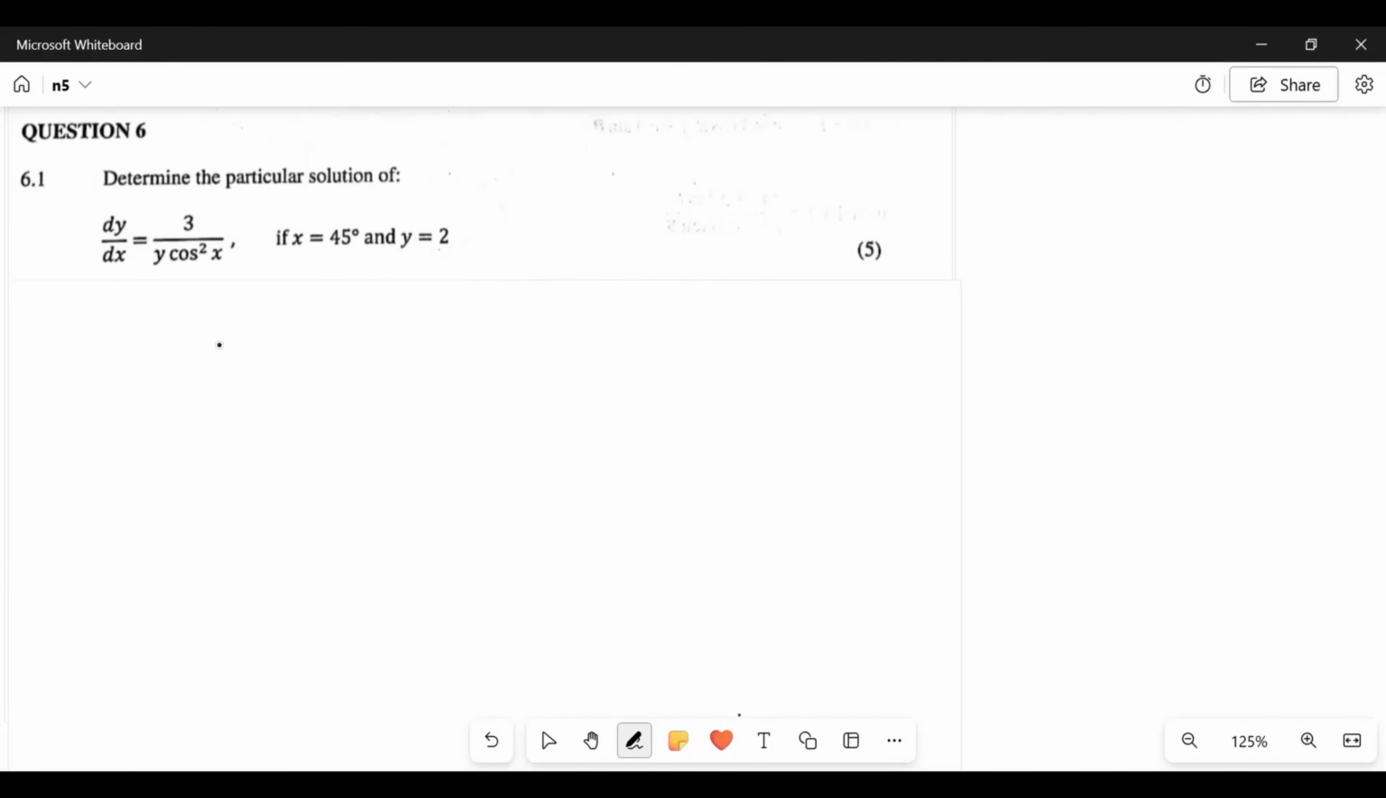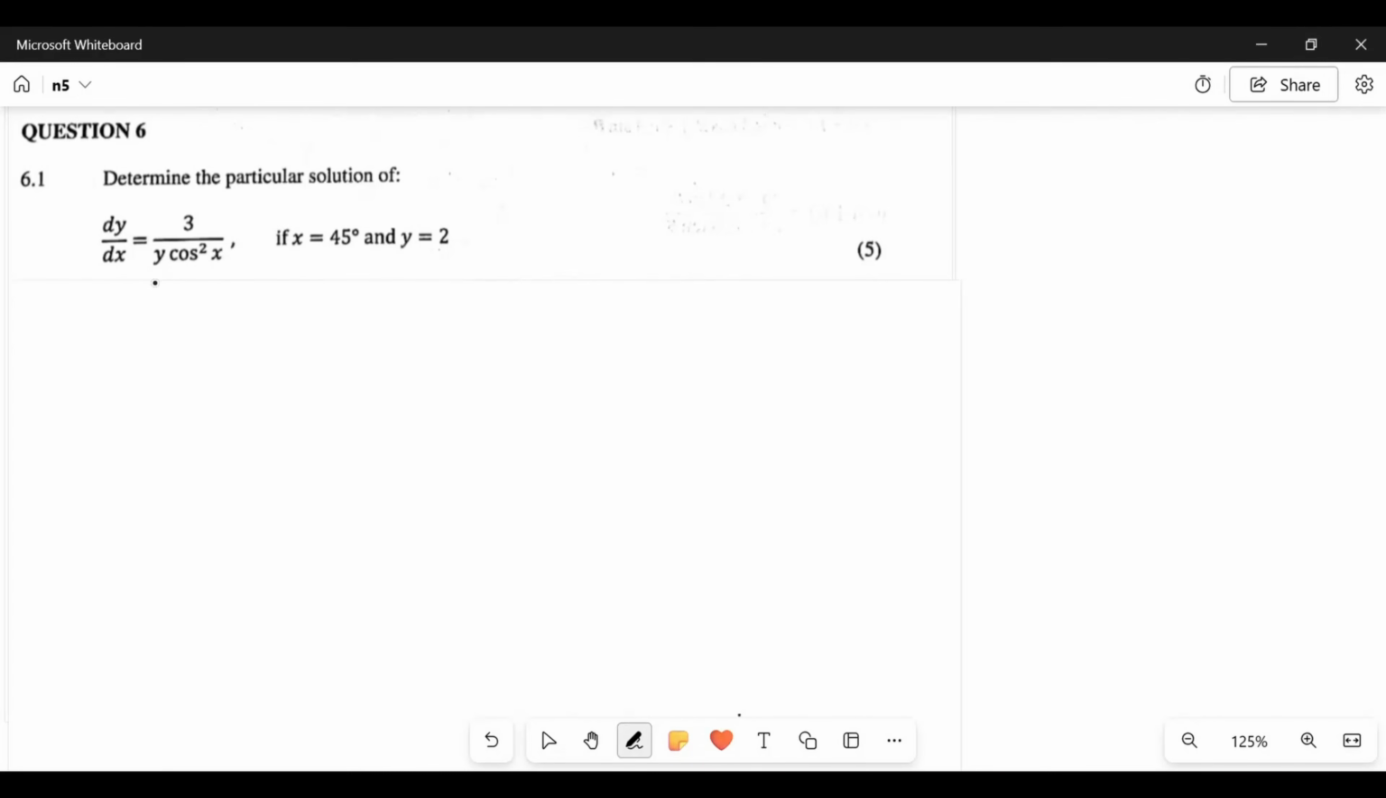All right, here is our 6.1, guys. So let's read the question and let's solve it. The question goes like this: determine the particular solution of dy over dx equaling 3 over cos squared x if x is equaling 45 degrees and y is equaling 2. So like I said earlier, this is a differential equation and this is actually first order.